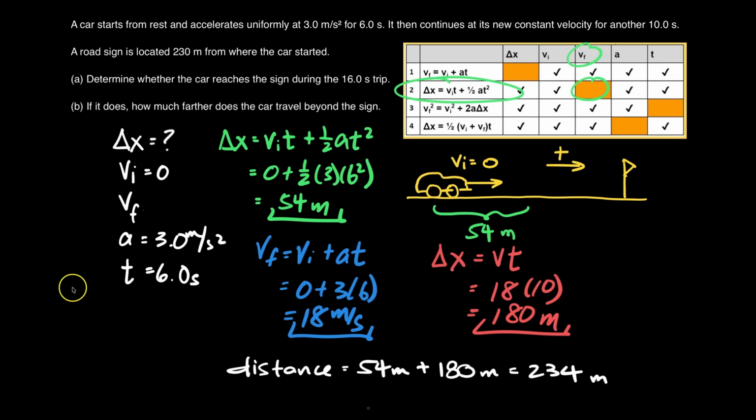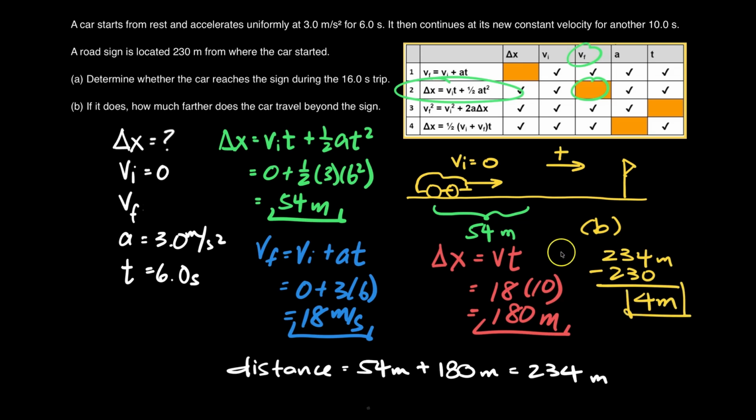All right, let's take a look at part B. If the car does reach the finish line, how much further does the car travel beyond the finish line sign? So now we're just going to subtract the distance of the finish line sign from the distance that the car travels. So the car travels 234 meters, and we're going to subtract 230 meters, and we get 4 meters.